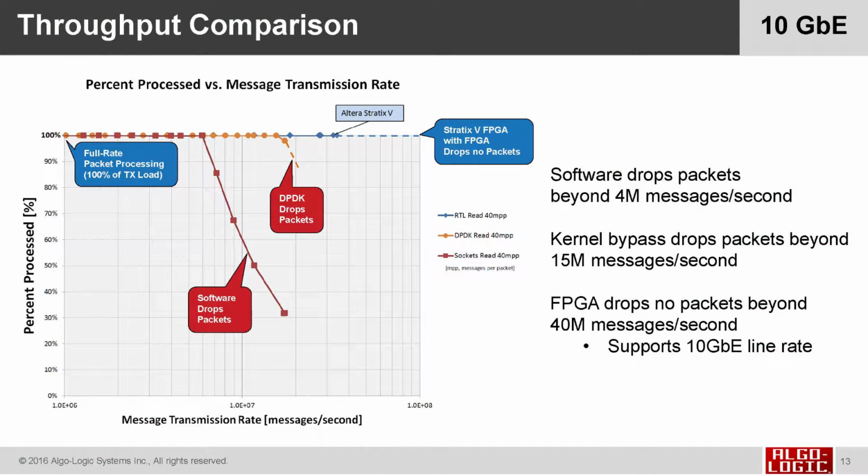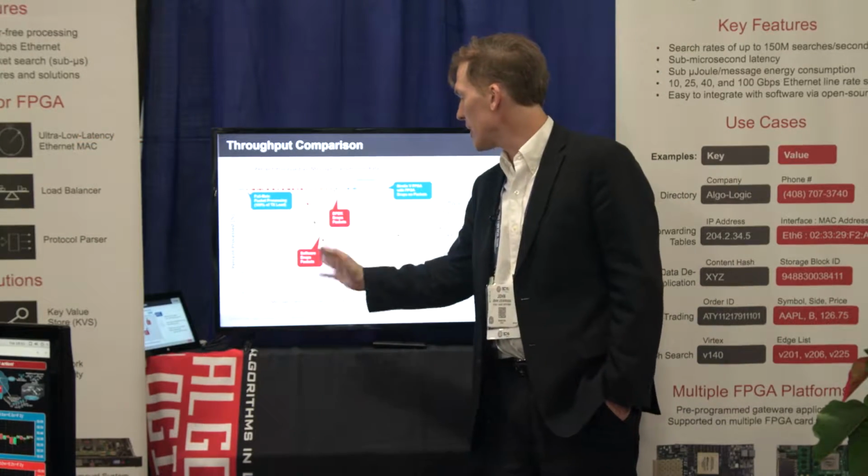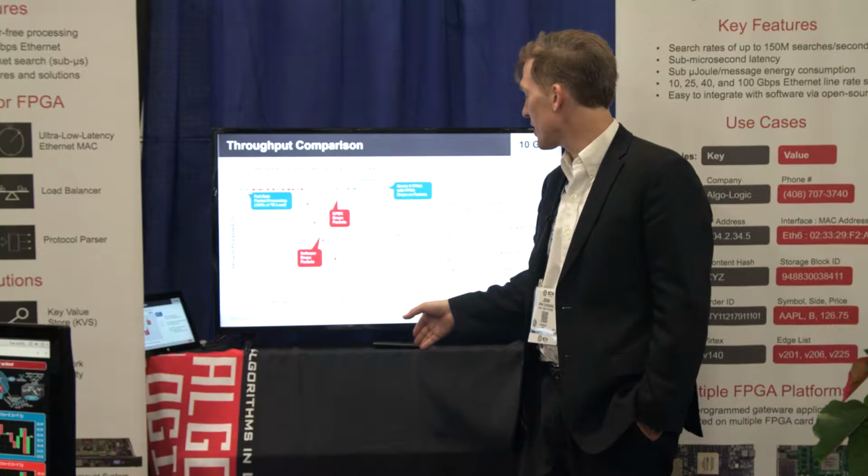Looking at the throughput of how much data we can process, typically we have a graph that shows the percent of packets that get processed. 100% means we're processing all the data. And then we look at how much we load it. On this scale, which is a log graph, we start with 1 million packets per second, going to 10 million packets per second, going to 100 million packets per second.